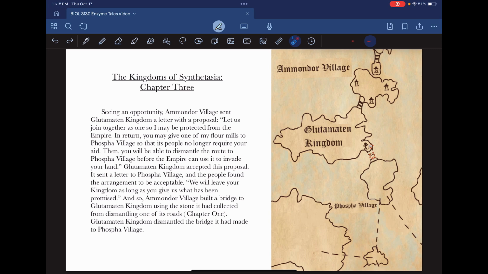It sent a letter to Phosphor Village, and the people found this arrangement to be acceptable. We will leave your kingdom as long as you give us what has been promised. And so, Amador Village built a bridge to Glutamating Kingdom using the stone it had collected from dismantling one of its roads in Chapter 1. Glutamating Kingdom dismantled the bridge it had made to Phosphor Village.